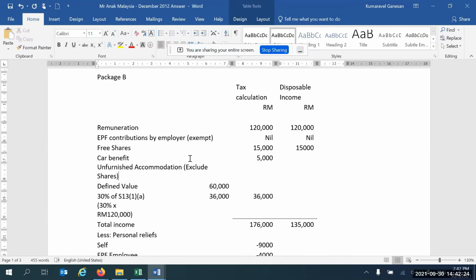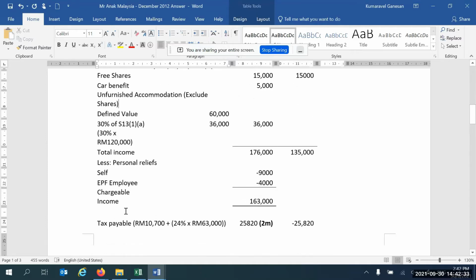Okay, so this one must exclude the share. Don't take 30 times 135. Any shares, whether free shares or ESOS and so on. Okay, so the rest be the same. How to count tax you should know already.